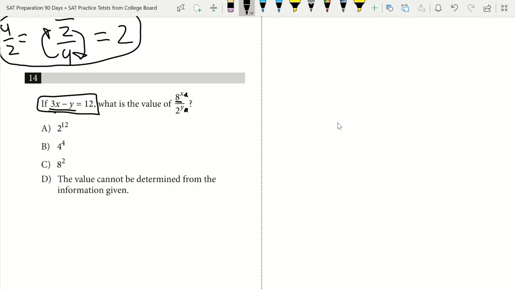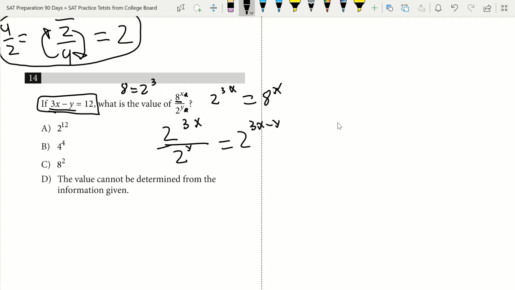It's trying to get us to convert this 8 into a 2 to the power of 3x, right? Because 8 is equal to 2 to the third power, because 2 times 2 is 4, times 2 again is 8. They want us to do 2 to the power of 3x because that is equal to 8 to the power of x. So when we do that, we have 2 to the power of 3x over 2 to the power of y, and that's going to give us 2 raised to the power of 3x minus y since we're dividing, right? So since we're dividing, we're going to take the power that we have in our numerator and subtract the power we have in our denominator. Well, we know now that 3x minus y is 12, so we can say that that then is equal to 2 to the 12, and we get our answer choice A as our correct answer there.